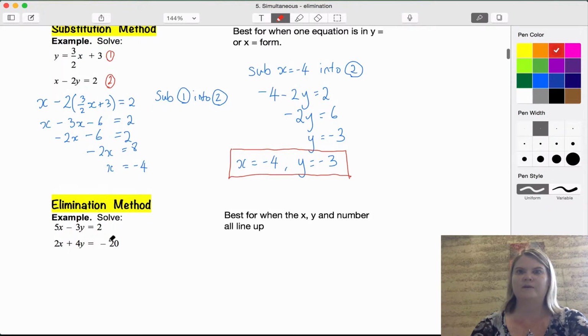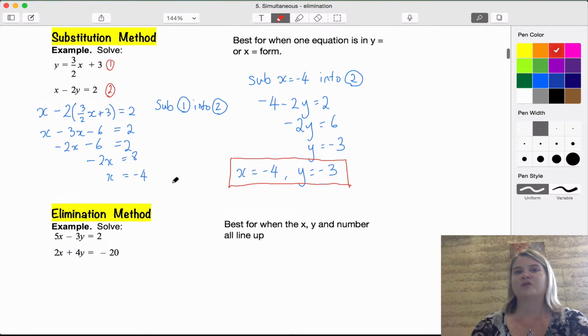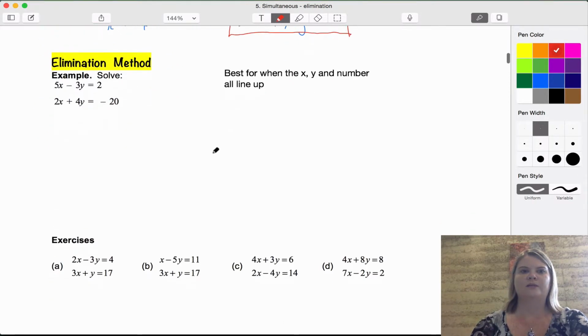This one, perfect. You can of course choose whichever method suits you, and you can choose to always use the substitution method or always use the elimination method, but you will need to change your equations. So if you're using elimination, you need to rearrange them both so they have the x, the y and the number all lining up. If you're using substitution, you will need to rearrange, say, for example, this one into one of them being in y equals or x equals form before you can use that method. Okay, going back to elimination.